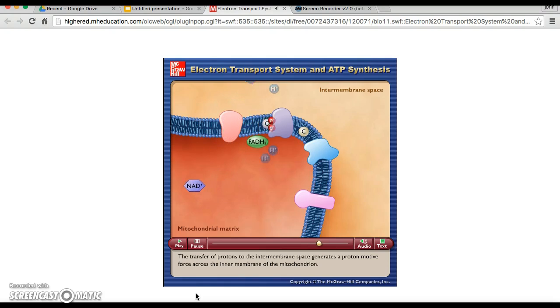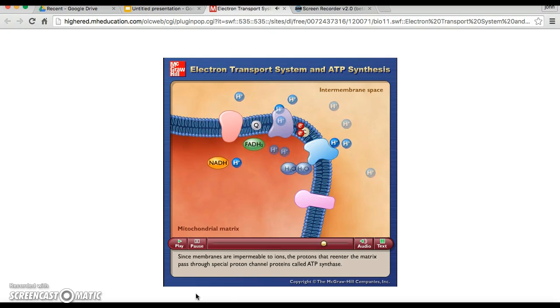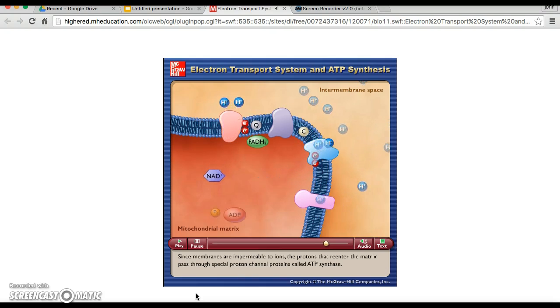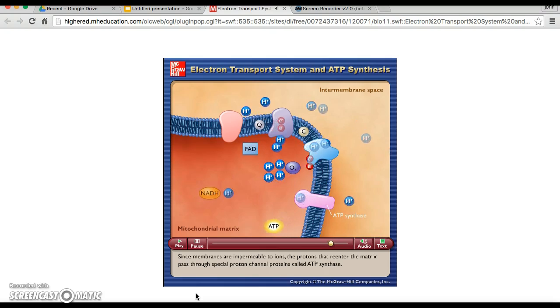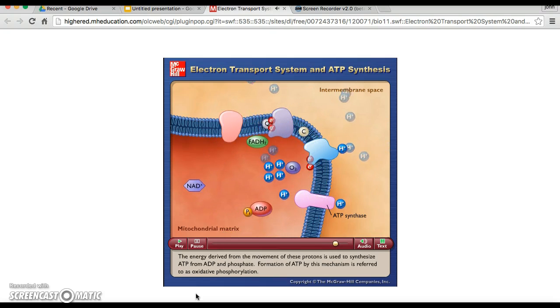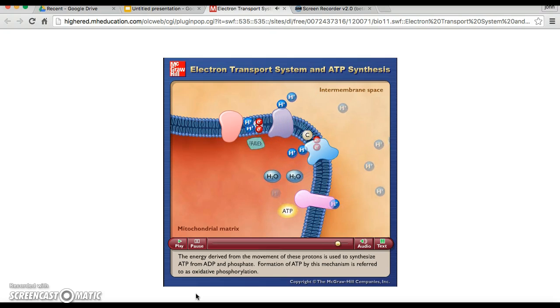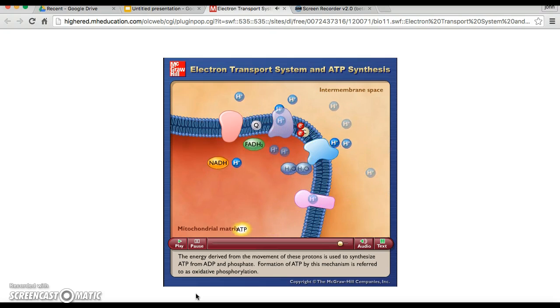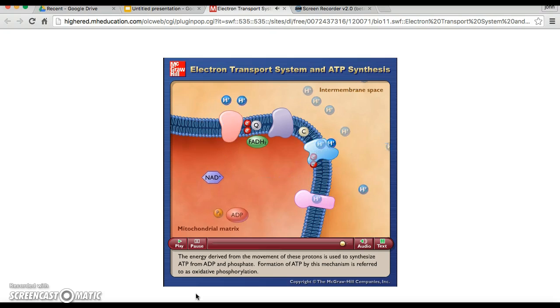of the mitochondrion. Since membranes are impermeable to ions, the protons that re-enter the matrix pass through special proton channel proteins called ATP synthase. The energy derived from the movement of these protons is used to synthesize ATP from ADP and phosphate. Formation of ATP by this mechanism is referred to as oxidative phosphorylation.